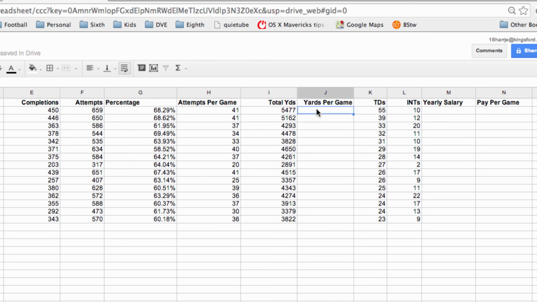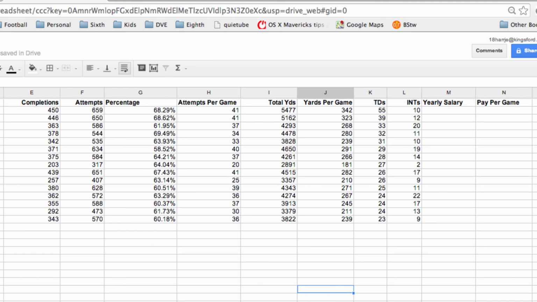Okay, yards per game. Similar to attempts per game, except we're not going to take the attempts and divide by 16. We're going to take the total number of yards and divide it by 16. And again, like before, let's format it for the nearest whole number, and then let's just fill this for everybody, okay? And that, folks, is the spreadsheet.